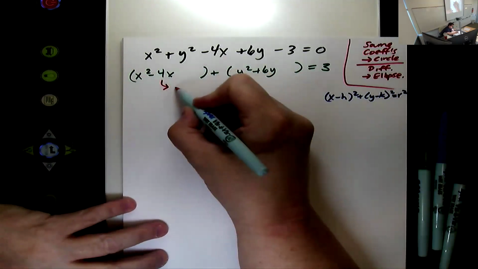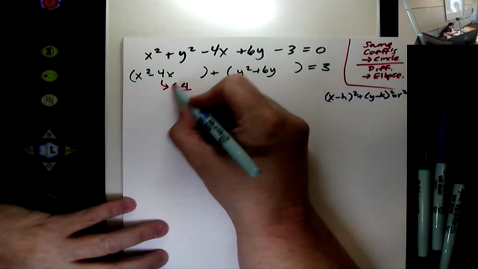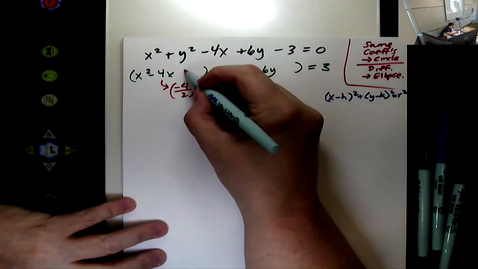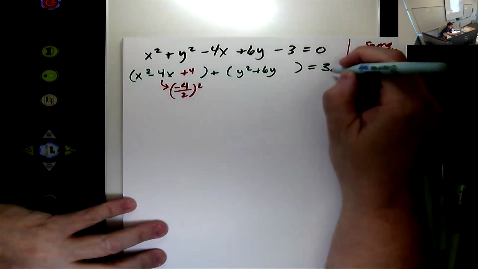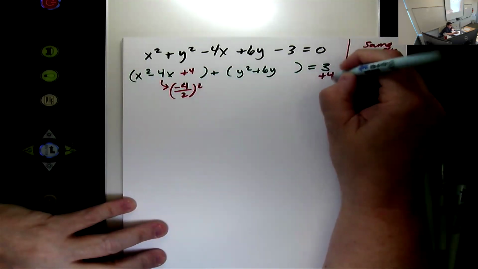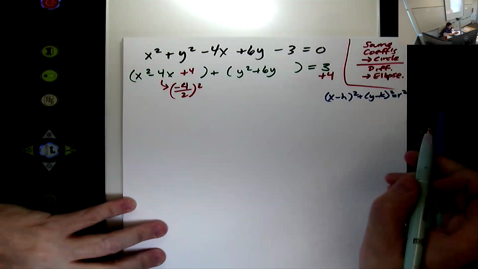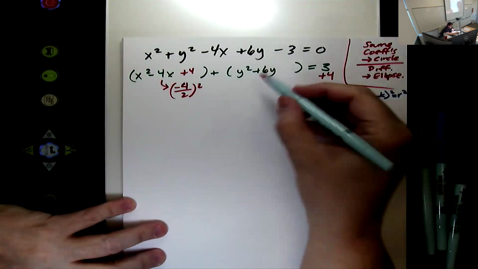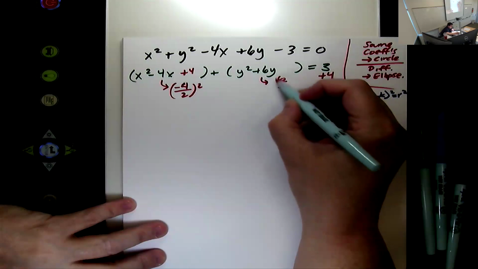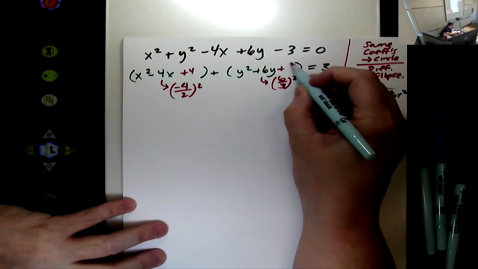Remember, we cut this in half and square it, and that goes in here. And whatever I do on the left, I'm gonna do on the right. I'll cut this in half, square it, that's a +9.